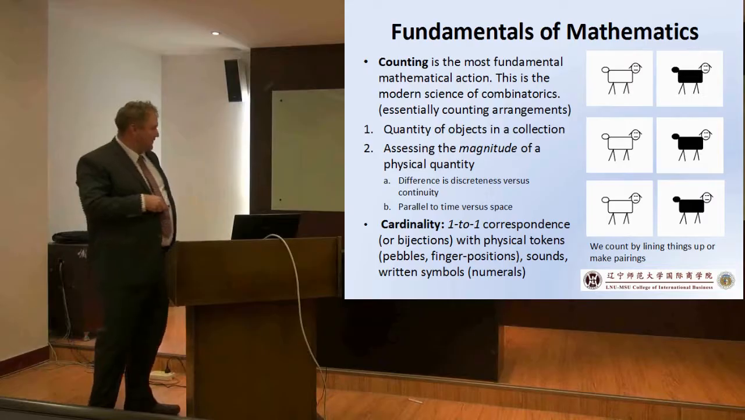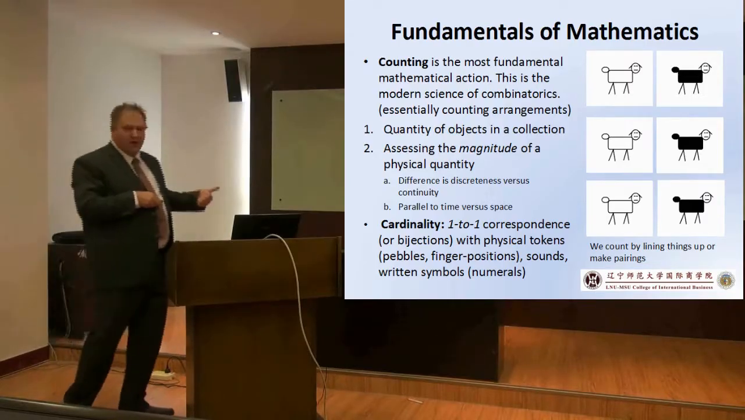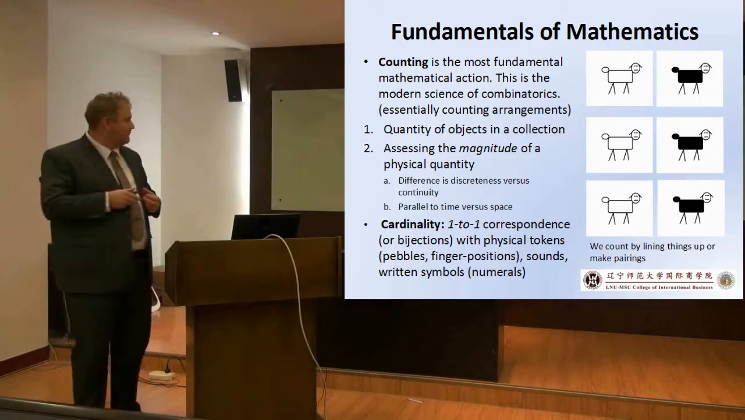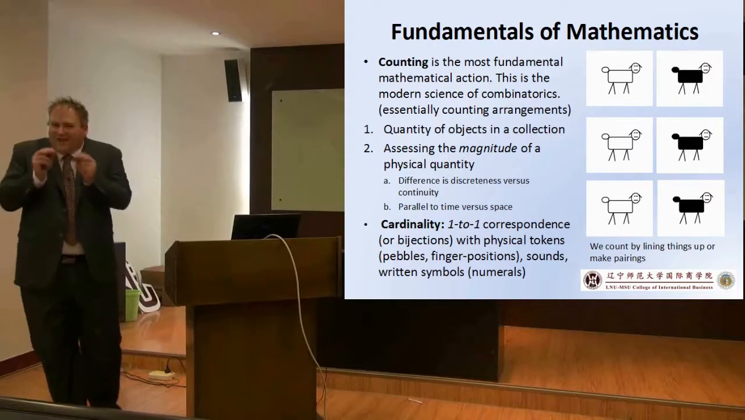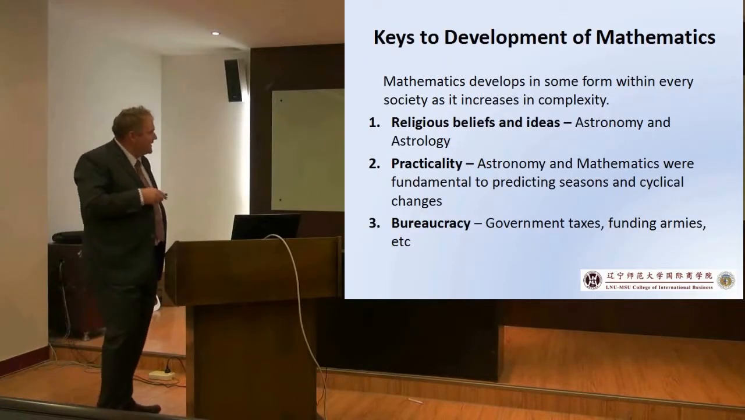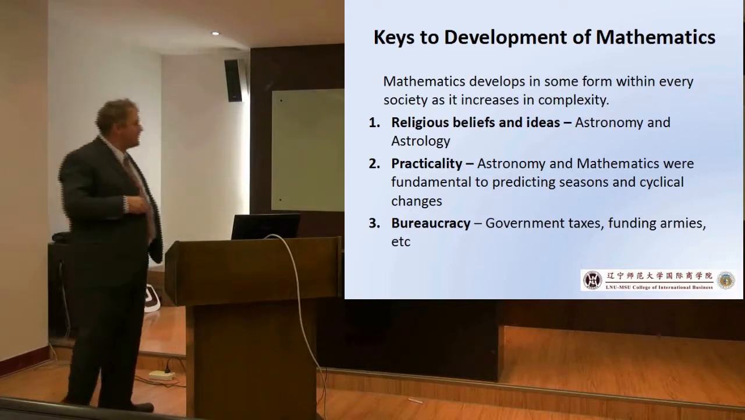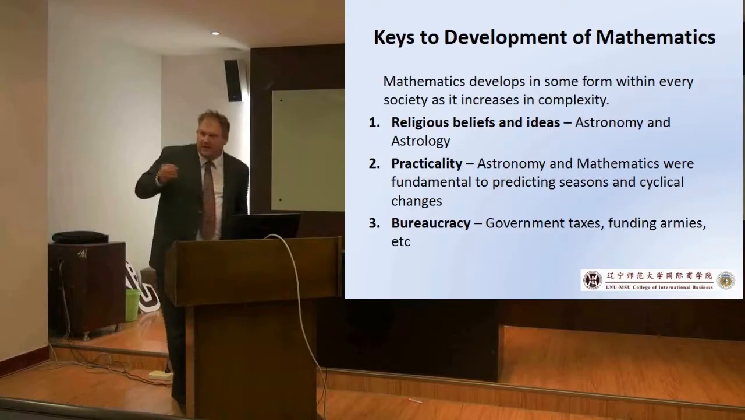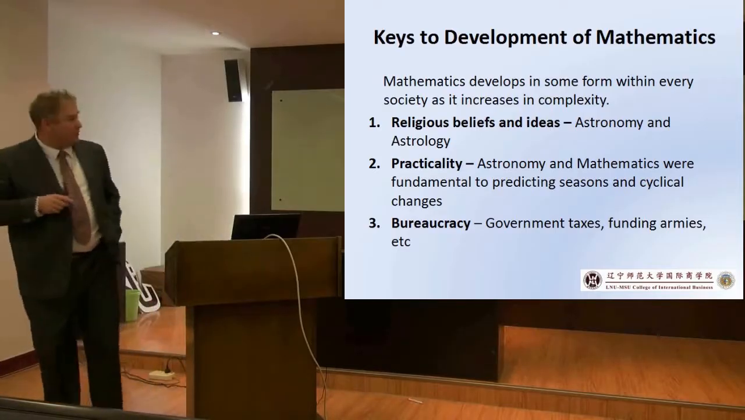And this is what cardinality is. It's a one-to-one correspondence with physical tokens, finger positions, pebbles, anything, sounds, written symbols later with numbers. So it just starts small and it keeps building. Okay? The key to the development of mathematics really comes through 3 basic things. And you're going to see this over and over again. And this is really, again, an introduction to this whole topic.